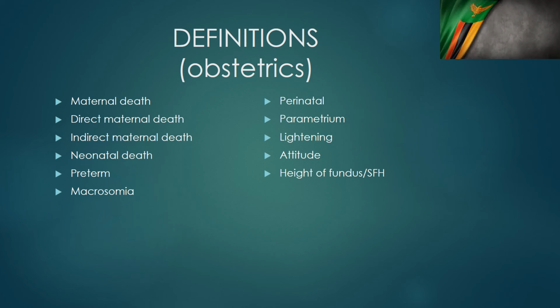Height of fundus is the estimation of the size of the pregnancy by using anatomical landmarks. So when in a pregnancy the fundus of the uterus is around the umbilicus, we'll say the height of fundus is 20 weeks. When it's between the umbilicus and the symphysis pubis, we'll say that is 16 weeks. When it's just coming out above the pubic symphysis, we'll say that the height of fundus is 12 weeks.